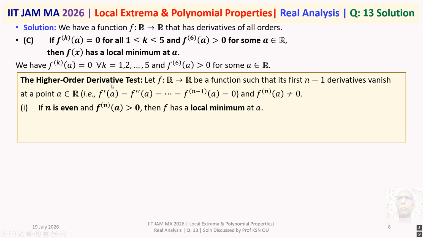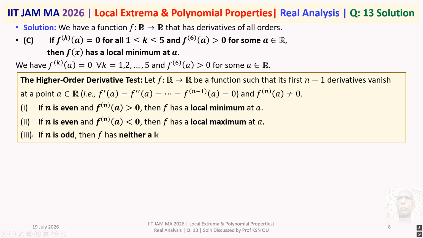But this is the higher order derivative test. And 2, if n is even and the nth derivative of f at a is negative, then f has a local maximum at a. And third, if n is odd, then f has neither a local maximum nor a local minimum at the point a. It is a point of inflection. Right. We'll get back to our question.